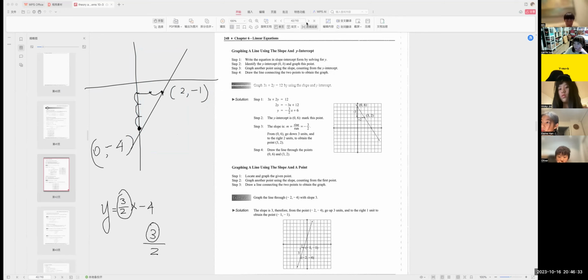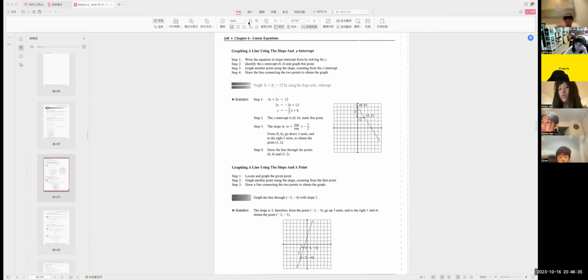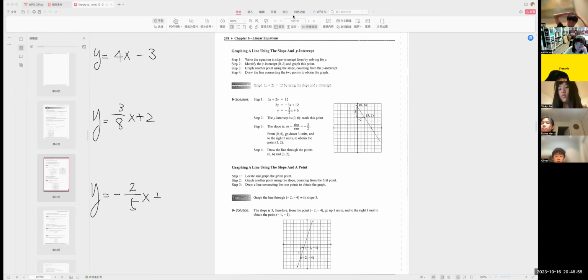Okay, so now I'm going to give you some questions to practice. Y equals 4x minus 3. Y equals 3 over 8x plus 2. Y equals negative 2 over 5x minus 1. Okay, everybody, please give me a pair of the dots.